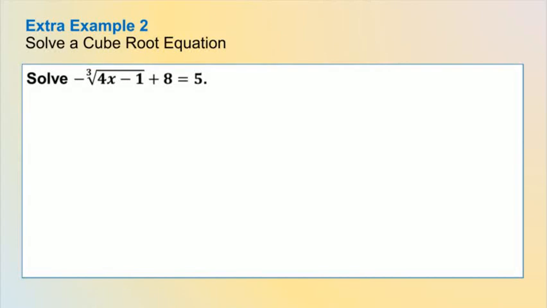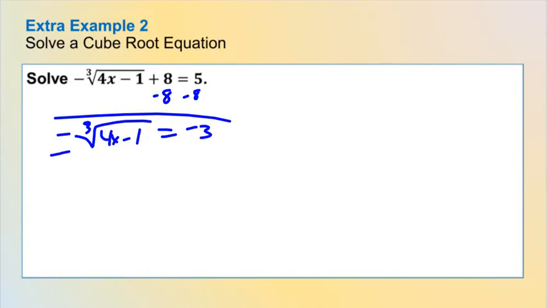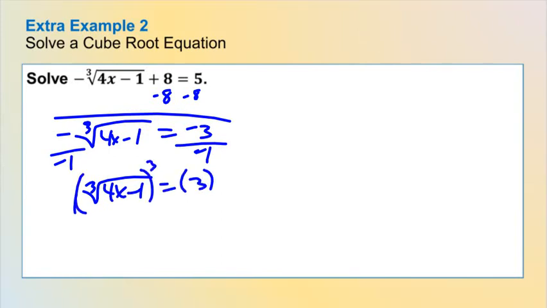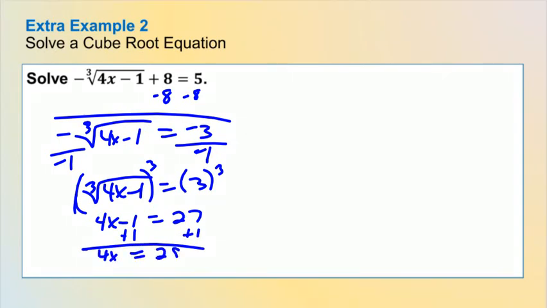Another one with cube roots. Here we're going to subtract 8, and I have negative cube root of 4x minus 1 equals negative 3. Divide by negative 1. So now I have the cube root of 4x minus 1 equals 3. Cube both sides, and now I have 4x minus 1 equals 27. Add 1 to both sides, and I get 4x equals 28. Divide by 4. x would equal 7.